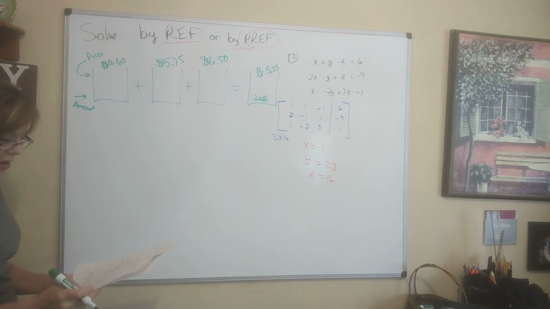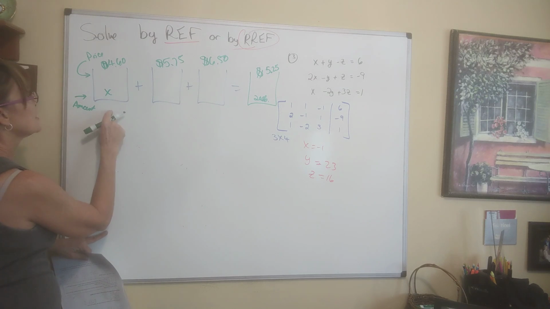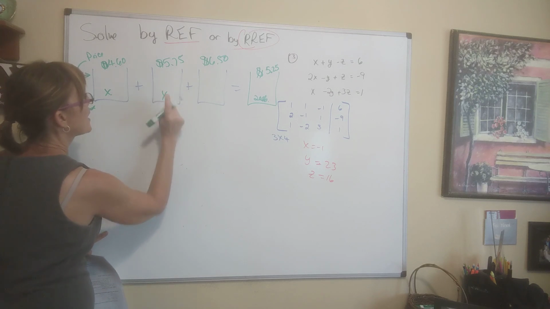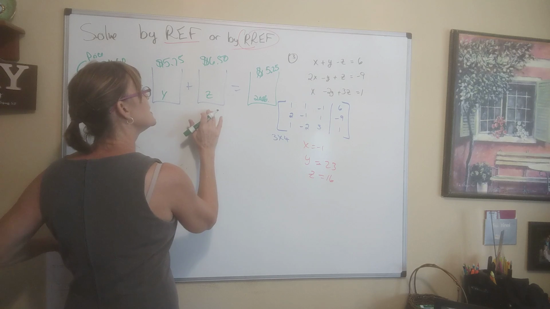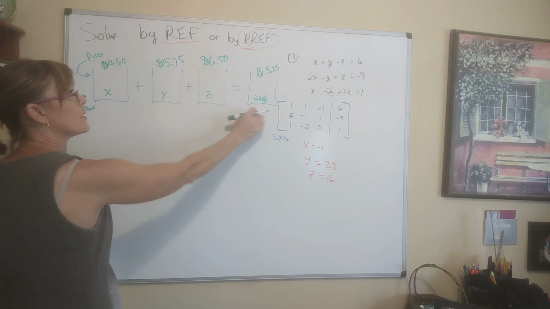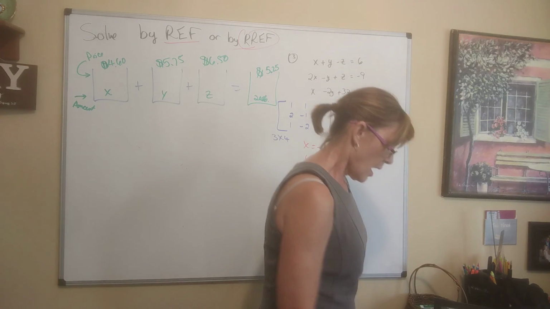Now, we don't know how much. These are our variables. X represents the number of pounds of $4.60 tea we're using. Y is the number of pounds of the $5.75. And Z is the number of pounds of the $6.50 tea we mix together in order to get this. So, this is how you set it up.